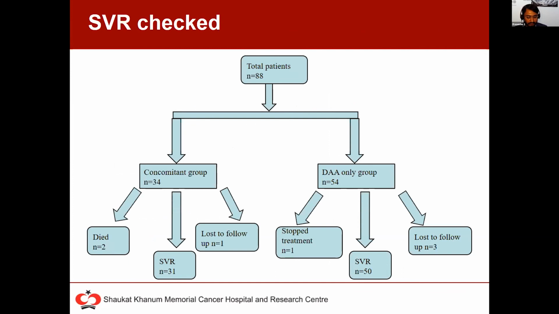SVR was checked in a number of patients, as described here. In the concomitant group, 2 patients died because of primary progressive disease, and 1 patient was lost to follow-up. So SVR was checked in 31 out of 34 patients. In the DA only group, 1 patient developed a rash and we had to stop the treatment, while 3 patients were lost to follow-up, although they completed their treatment. So SVR was checked in 50 out of 54 patients.